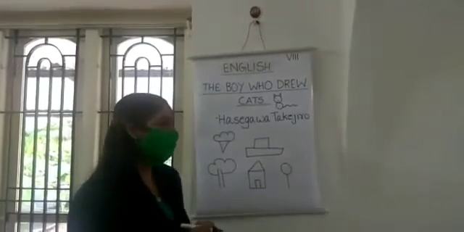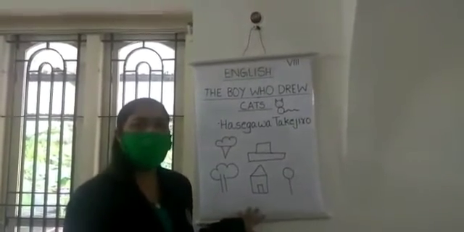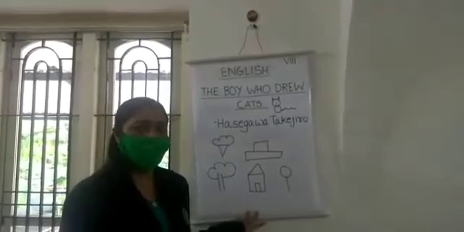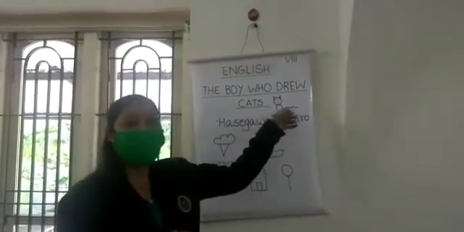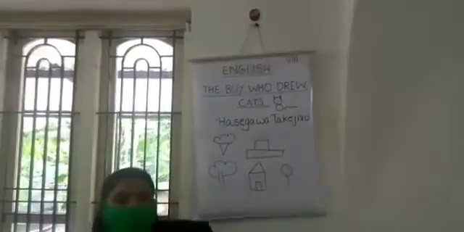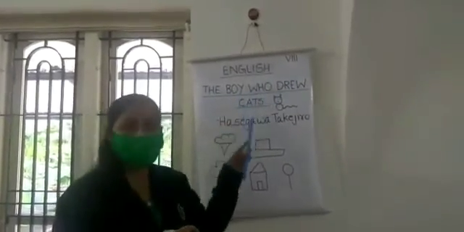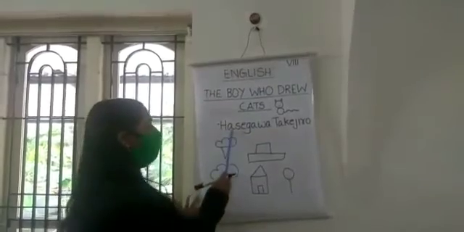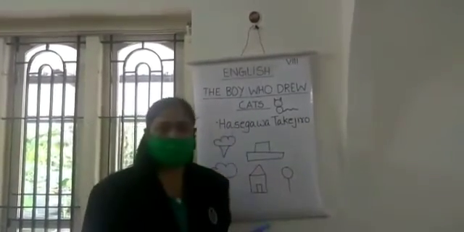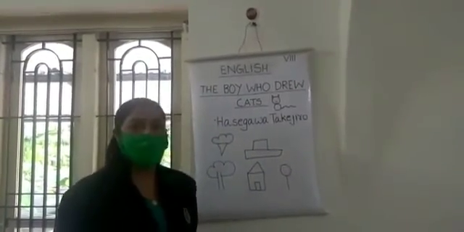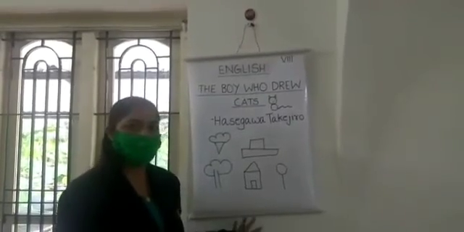So today we are going to learn a story about a boy who lives in Japan who knows only to draw cats. The title of the story is The Boy Who Drew Cats, which is written by Hasegawa Takejiro. So let's see what happens in the story.